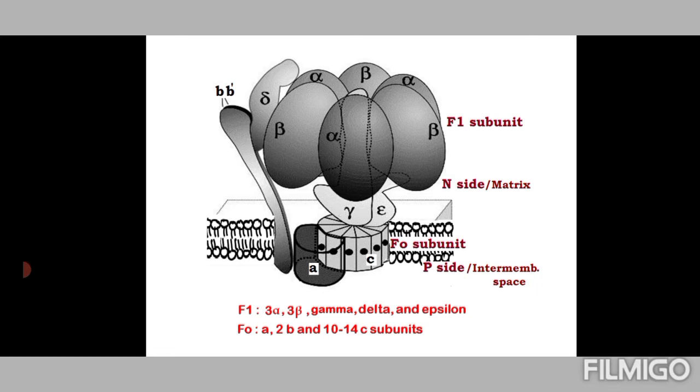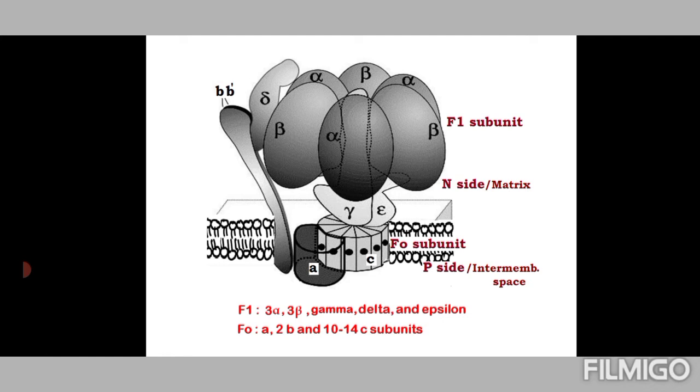And this channel consists of a ring comprising 10 to 14 C subunits that are embedded in the membrane. The proton channel depends on both the A subunit of the FO portion and the C ring. The FO and F1 subunits are connected in two ways.